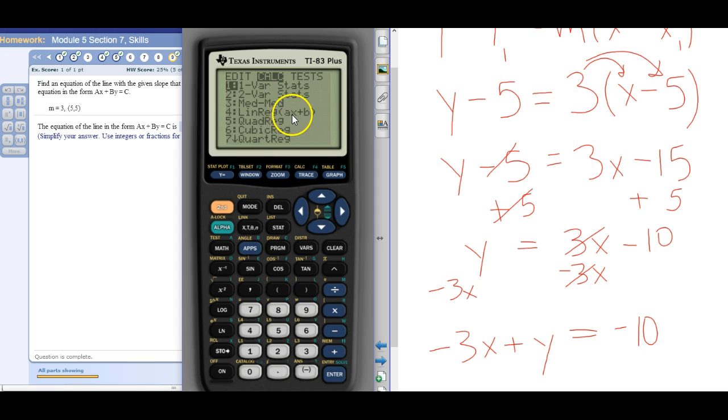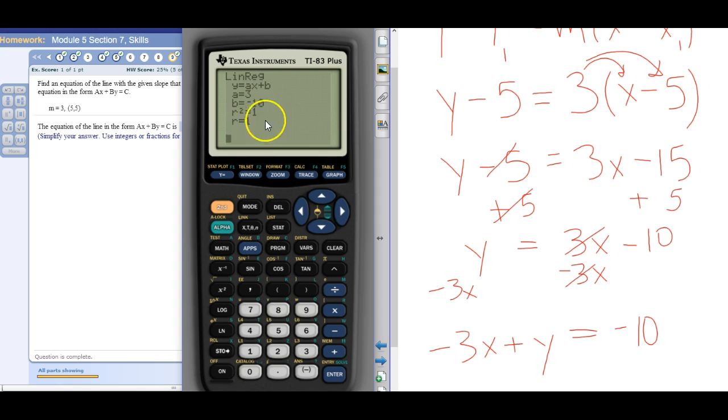So linear regression. And notice it's got ax plus b. That's the same as mx plus b, but they're just using an a instead of an m. So either come down to 4 or just press 4, and then hit Enter. And there's our 3 is a, so 3x plus negative 10, or 3x minus 10. So it would get you straight to there, and then one step away you would just subtract the 3x over.